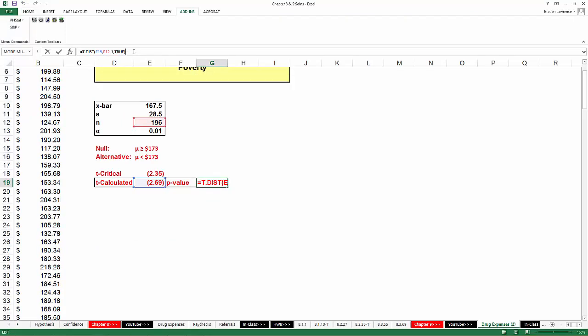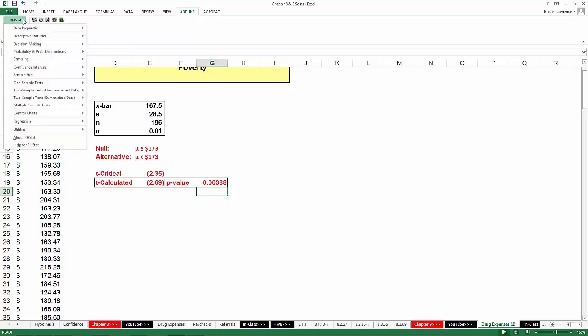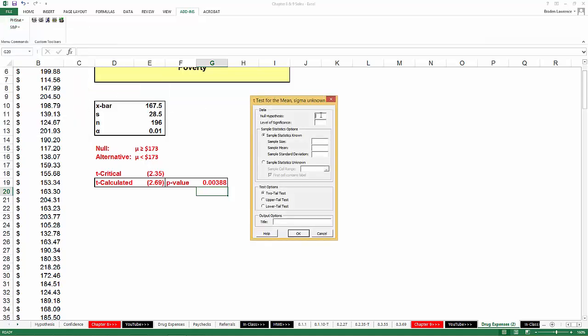The alternative method that I would recommend is using PHStat. Here in this case we have a one sample test. We do not know sigma, so we'll use a t-test for the mean, sigma unknown. Our null hypothesis is 173. Level of significance, alpha is 0.01. We know the sample size is 196. The sample mean is our x bar of 167.52. And S, or the sample standard deviation, is 28.52. This is a lower tailed test.